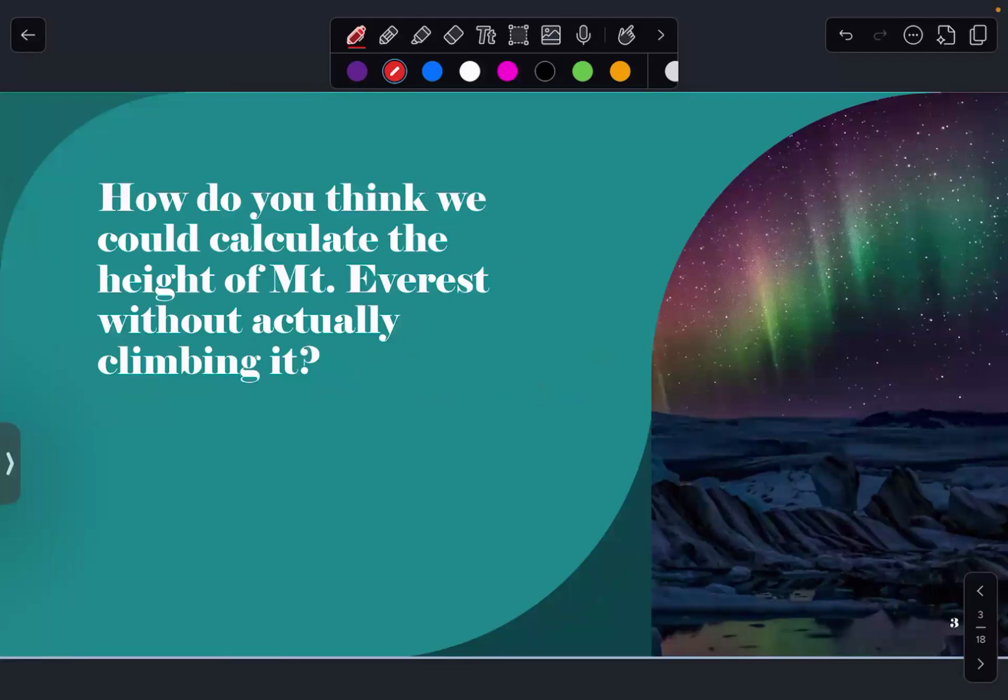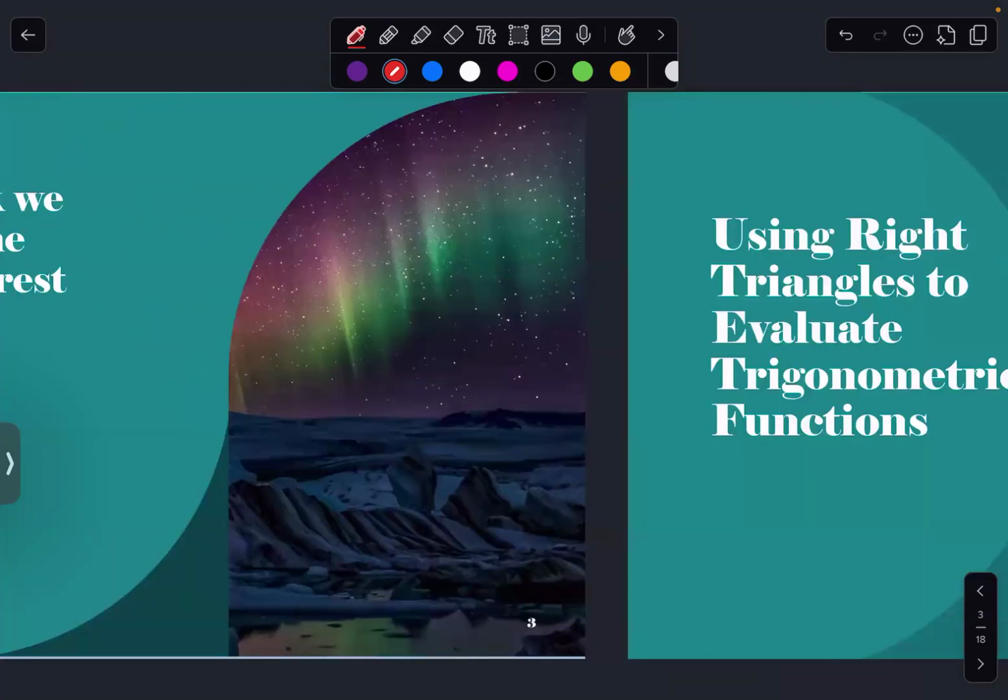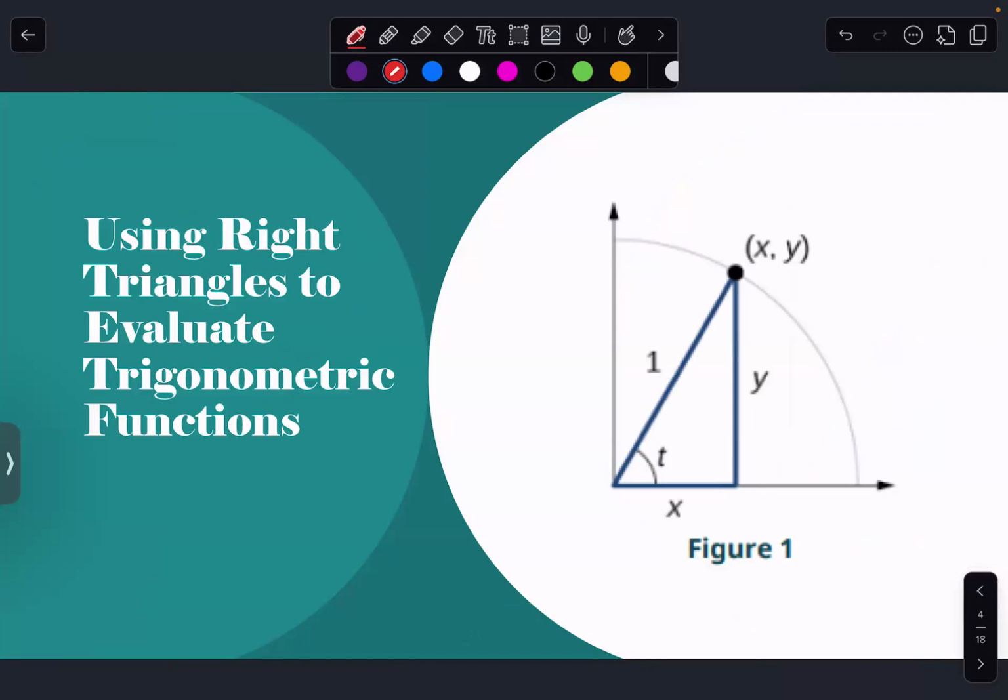So I want to ask you guys, how do you think we could calculate the height of Mount Everest without actually climbing it? So you may already know the answer to this, but if not, we could do this using something called trigonometry, which is what you guys are in right now, but specifically, right triangle trigonometry. So that's what we'll be doing today: finding side lengths of right triangles using trigonometry.